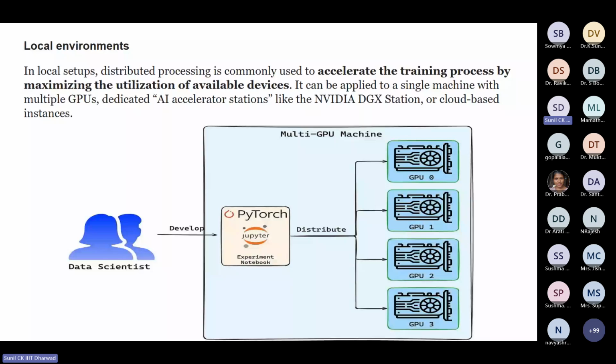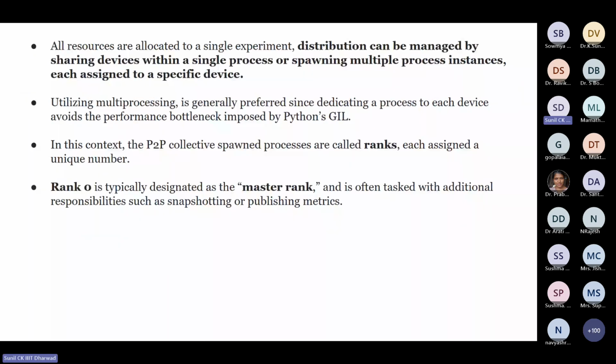You see this example here. You have one workstation, and you'll have different GPUs associated with that. It can be applied to a single machine with multiple GPUs, dedicated workstations like an NVIDIA DGX Station, or cloud-based instances. So you are going to distribute the work across the different GPUs. The things will run on GPU 0, 1, 2, and 3, so we call it a multi-GPU machine. All the resources will be allocated to a single experiment, the experiment you are working on.